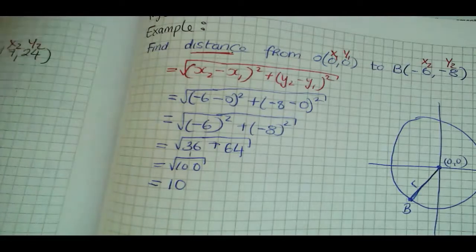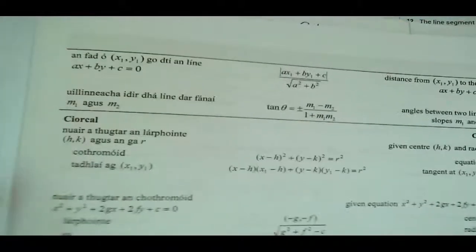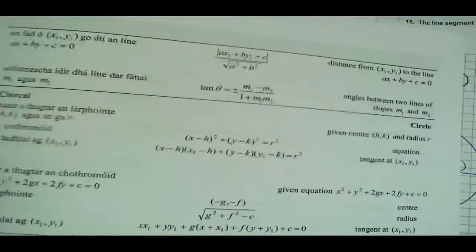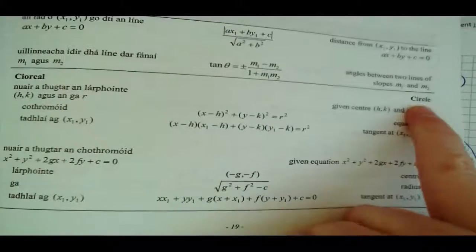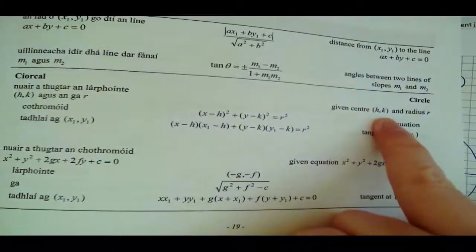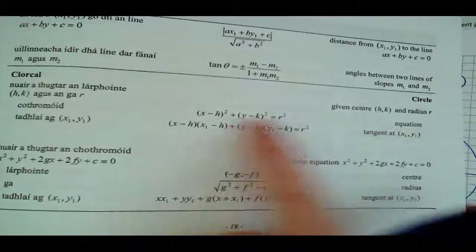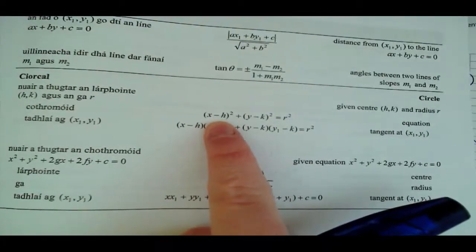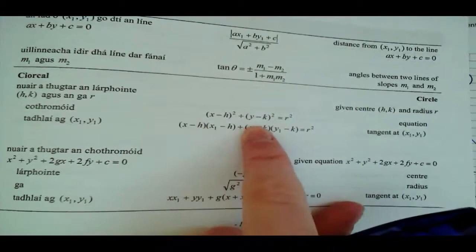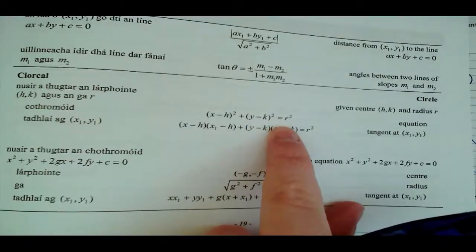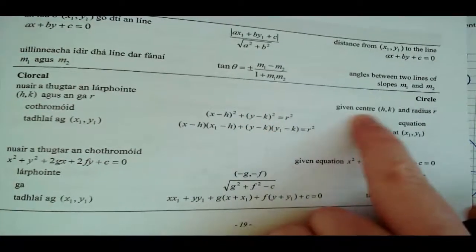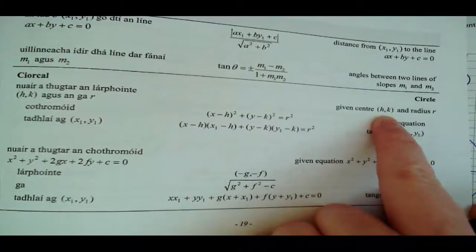So then what we need to find is the equation of the circle. So looking at our log tables, we can see on page 19 that we have some equations for the circle. So given the center h, k and the radius r, the equation of the circle then is x minus h to be squared plus y minus k to be squared is equal to r squared. And that's the equation, and the center is h, k.